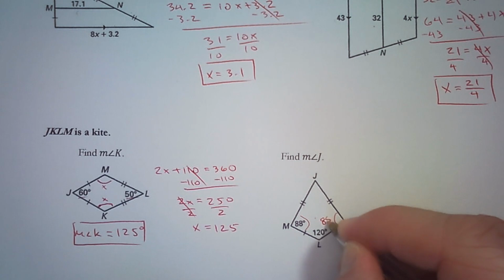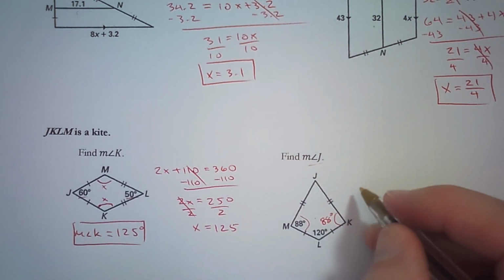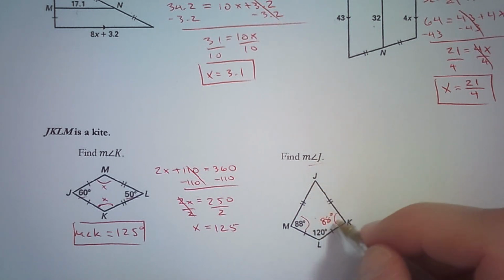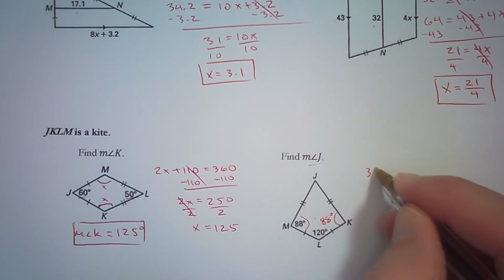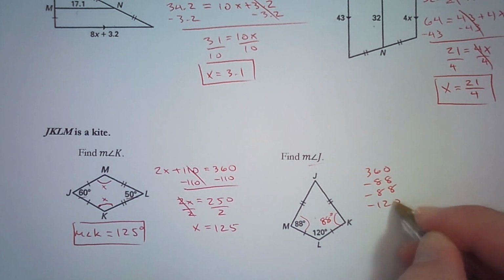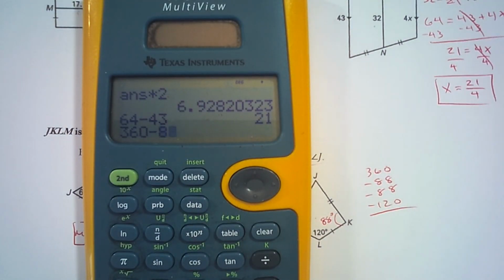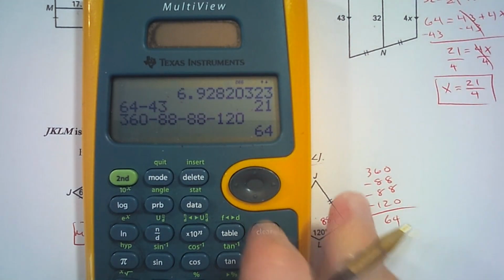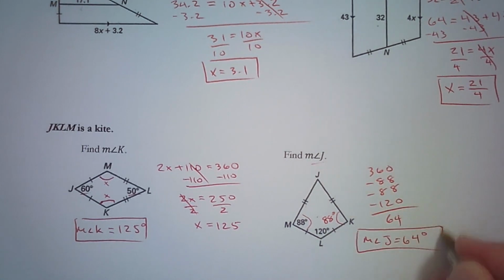Okay, so I know this is 88. And what I'm looking for is the measure of angle J. So this one I can do a little bit more simply. I know a kite is going to add up to 360 because it's a quadrilateral. Minus 88, minus another 88, minus 120. And that is 64. So the measure of angle J is 64 degrees.